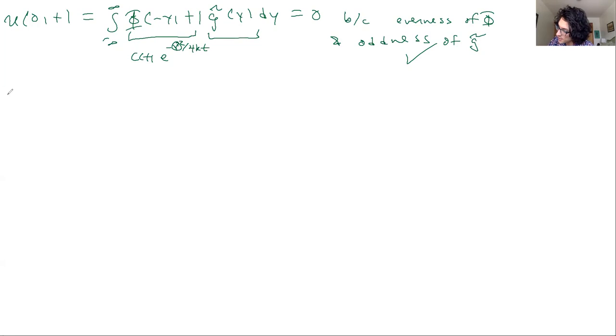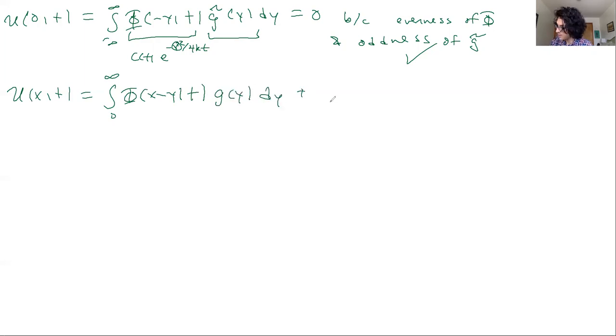And so then lastly, I write out u of x,t, right? I can see that, well, this is going to be equal to, if I split it up now, the integral from 0 to infinity of phi of x minus y, t times g of y dy plus the integral from minus infinity up to 0 of phi of x minus y, t times minus g of minus y, excuse me, dy, right?